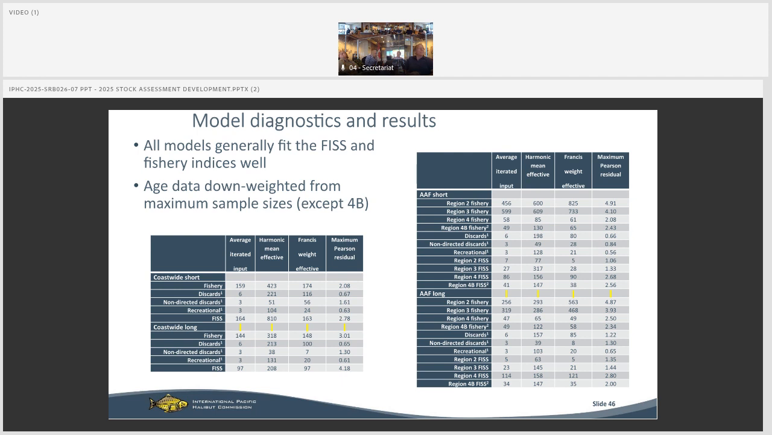So this gives you a sense of the sample sizes that result from the iterative approach. I put a couple of comparisons in here. The harmonic mean is one method that's used to tune sample sizes. The Francis weight is another method. And then I think it's also important to look at the magnitude of the residuals.